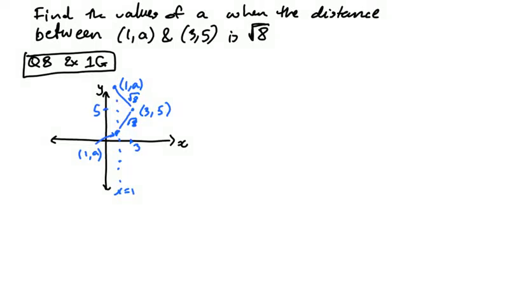Alright, so this is question 8 from exercise 1G. Find the values of a when the distance between (1, a) and (3, 5) is root 8. I've got a little diagram over here that you should be able to get a bit of an idea about.